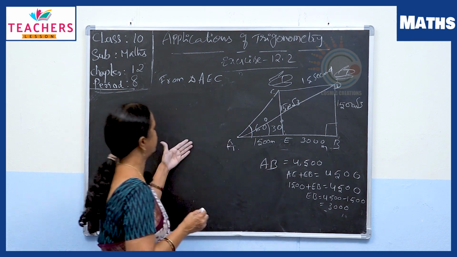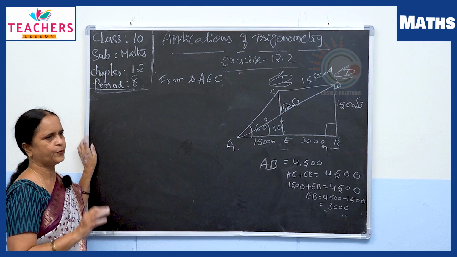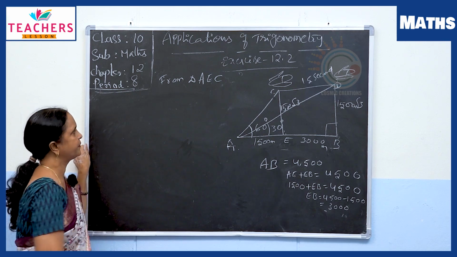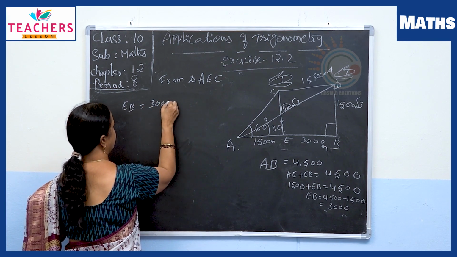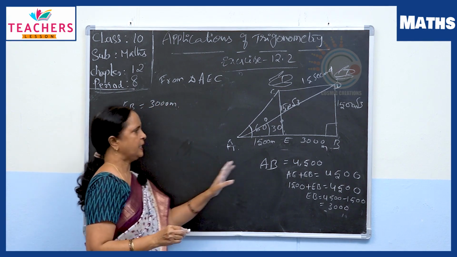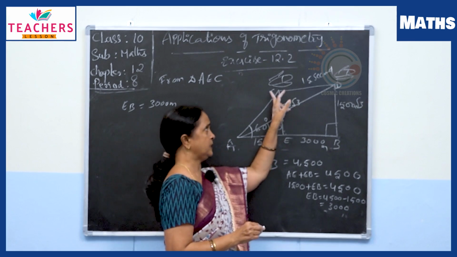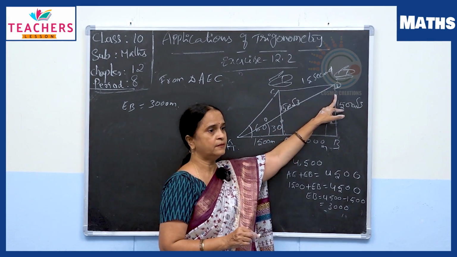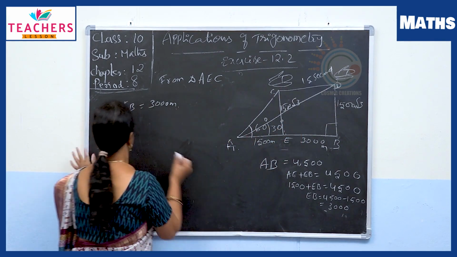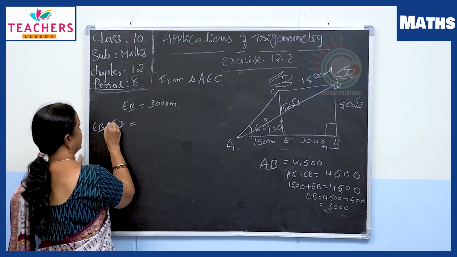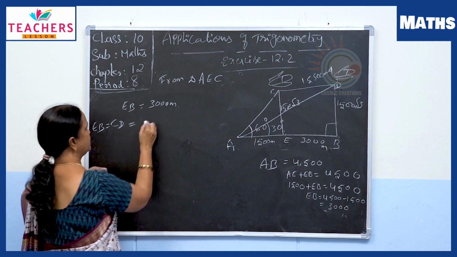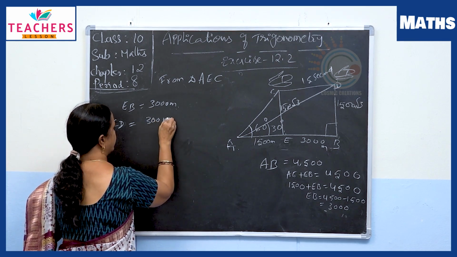I am working here. EB we know. What is EB? EB is 3000 meters we got. If EB is equal to 3000, then CD is the same distance. EB is equal to CD, that is equal to 3000 meters.